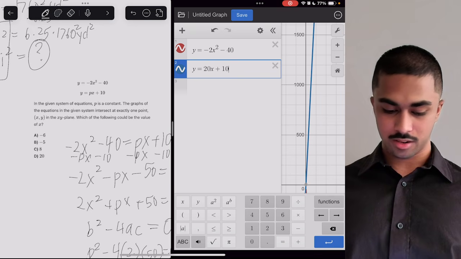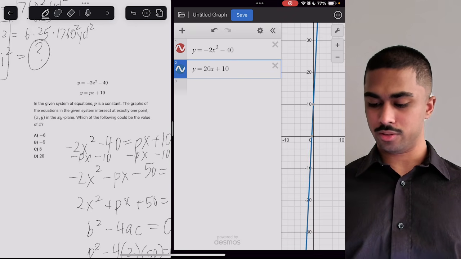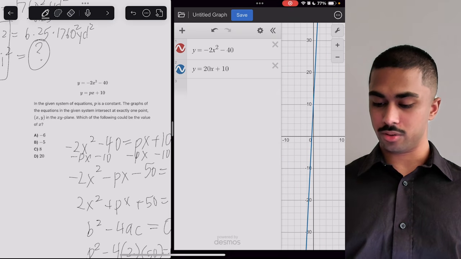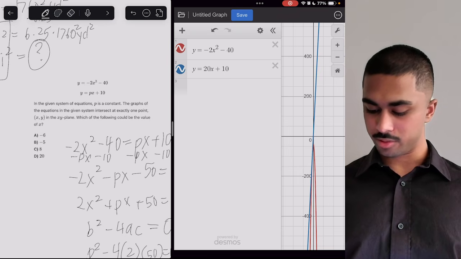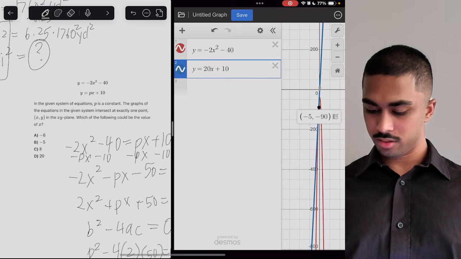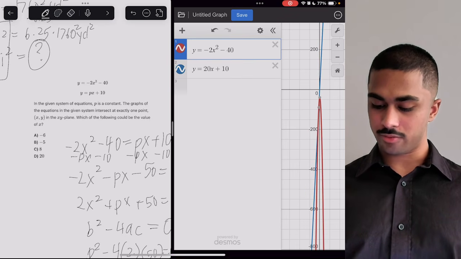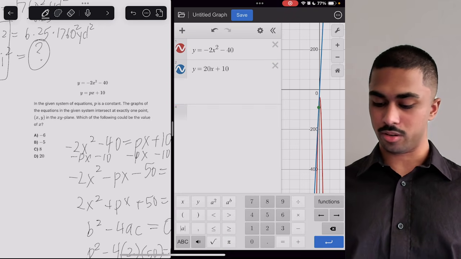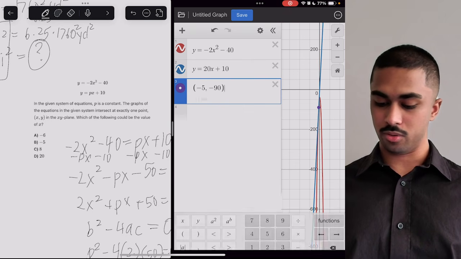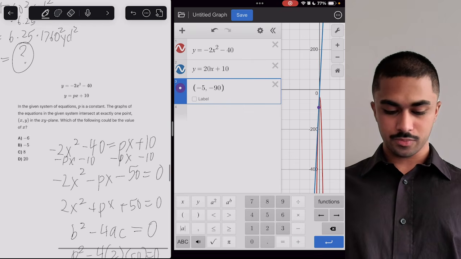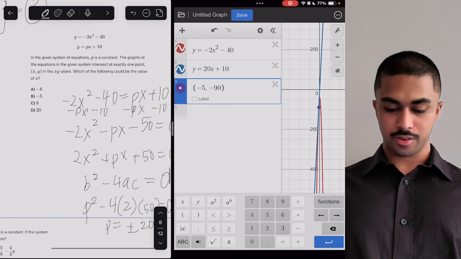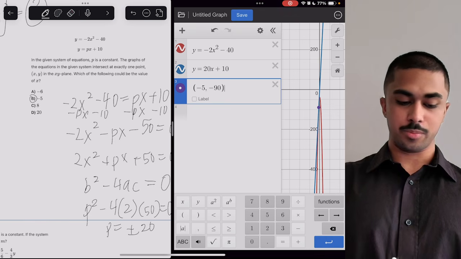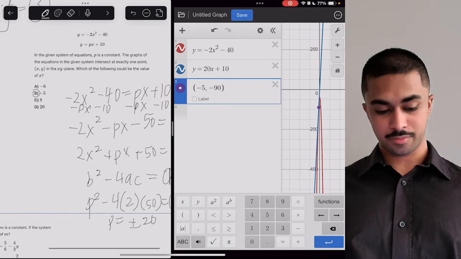20x plus 10. Okay. By the way, do you see how I use that home button right here to go back? You can always do that. Press the minus button a couple times. And do you see how when you click one of the graphs, their intersection points illuminate? So just click one of the graphs and then export the point. Let me show you how to export the point. If you don't know, there we go. -5, -90. Which of the following could be the value of x? So it's B, -5. It is not 20.